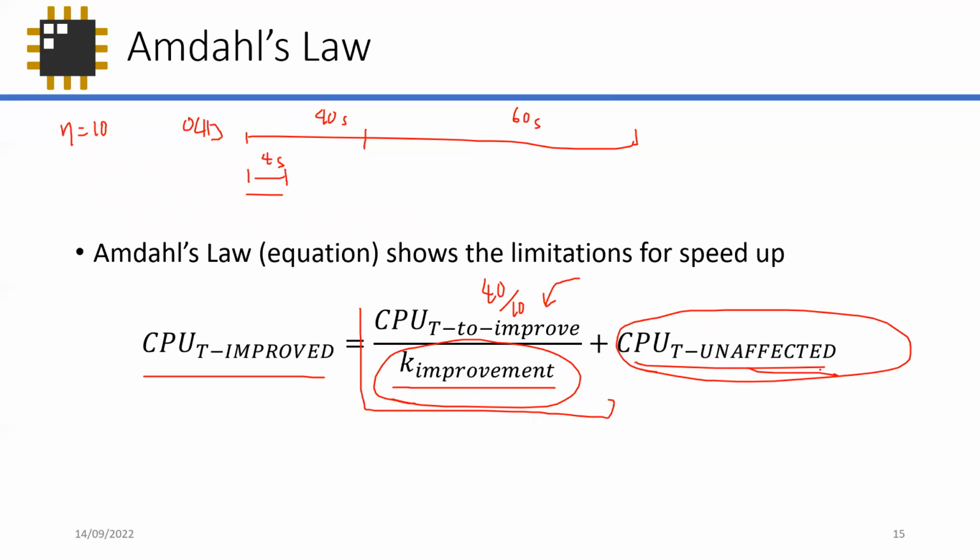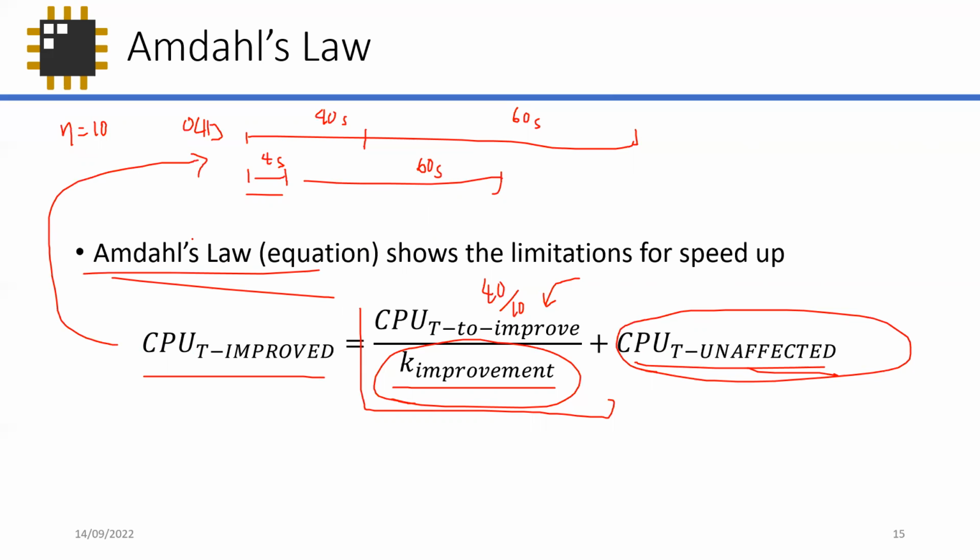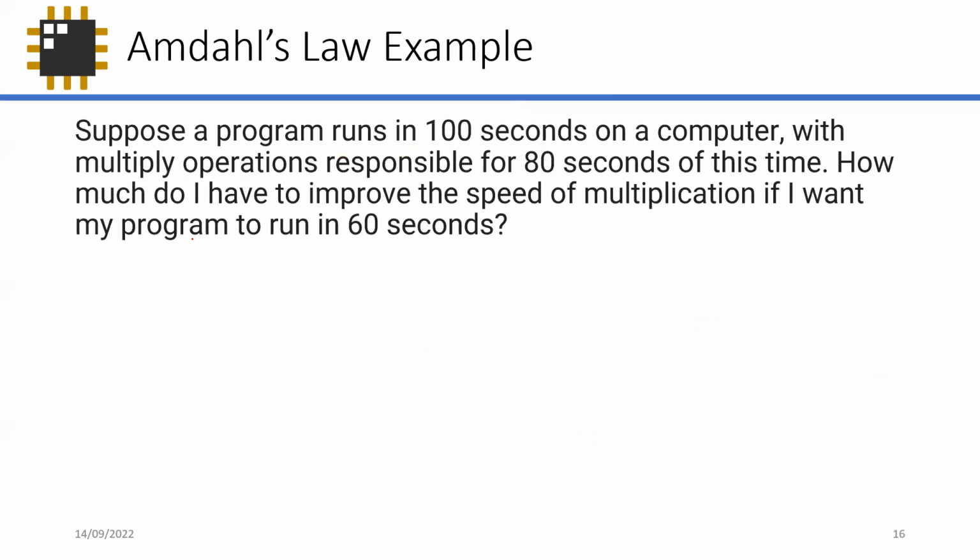And then you just add the part that's unaffected, 60 seconds, right? So that's actually Amdahl's law equation. And there's something very interesting about Amdahl's law, which we'll try to interpret in a while. But this is like the equation or algebra version of this visualization. All right. So let's try another example.